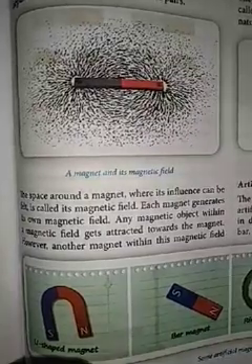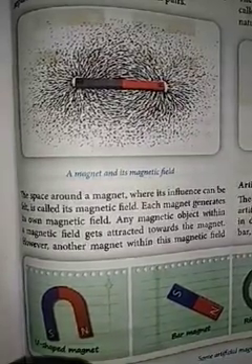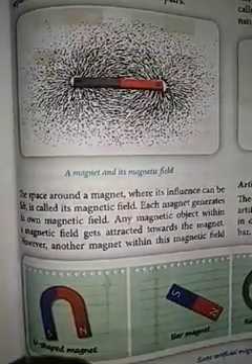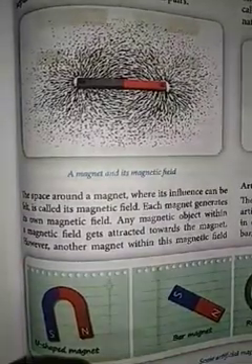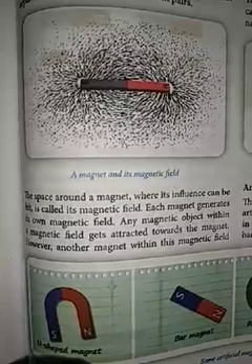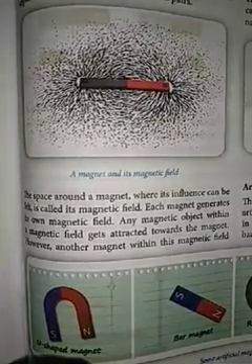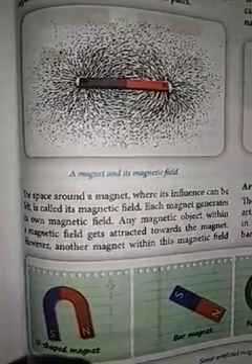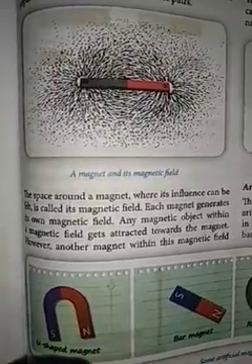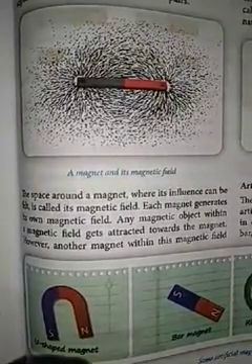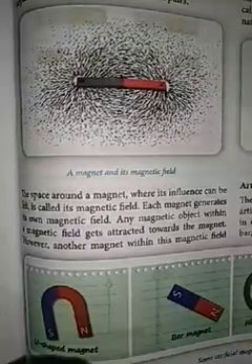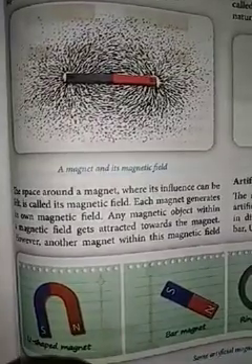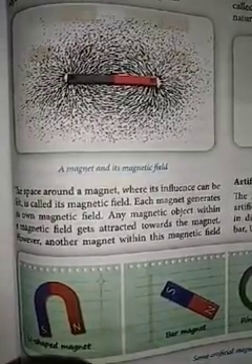The two poles of a magnet cannot exist separately; they always exist in pairs. South pole cannot exist without the existence of north pole, and similarly, north pole cannot exist without the existence of south pole. If south pole exists, then definitely north pole will exist, and if north pole exists, then definitely south pole will exist. North and south poles of the magnet always exist in pairs.